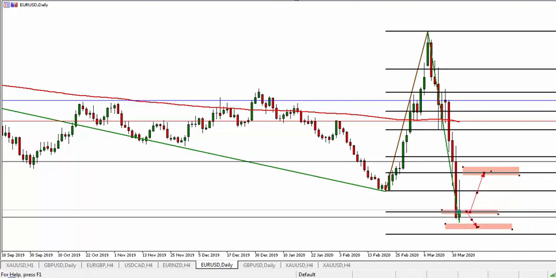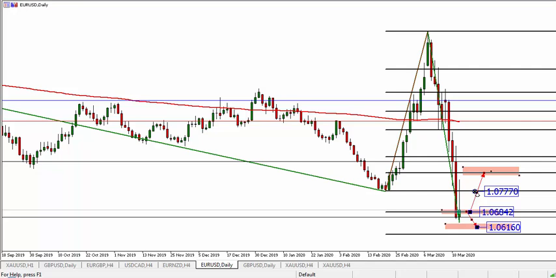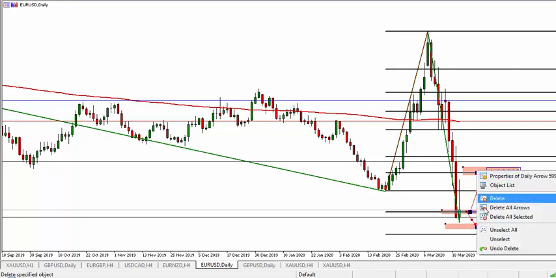About this pair, you can start from here, which is 1.0684. Your stop loss must be here, which is 1.0616 or 1.0610, and this can be your first target, which is 1.0777, and your last one can be 1.0860. So this is in daily time frame.